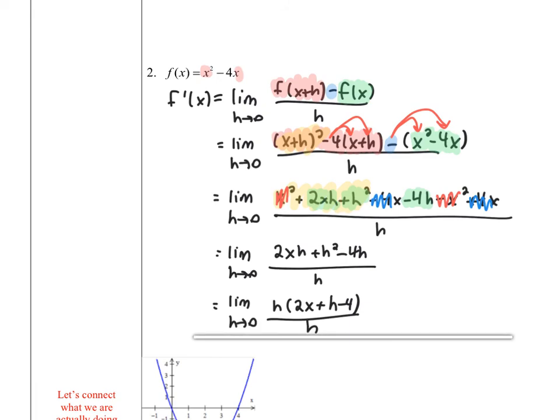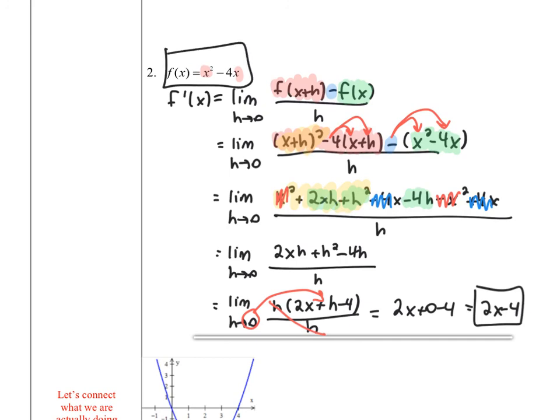So I factor out an h, and once I factor the h, I can cancel the h's, and once I make that cancellation, I take my 0, and now I can substitute it in for the h. And when I do that, I get 2x plus 0 minus 4, which just gives me 2x minus 4. And that is my f prime of x. That is my derivative of my original function, f of x.